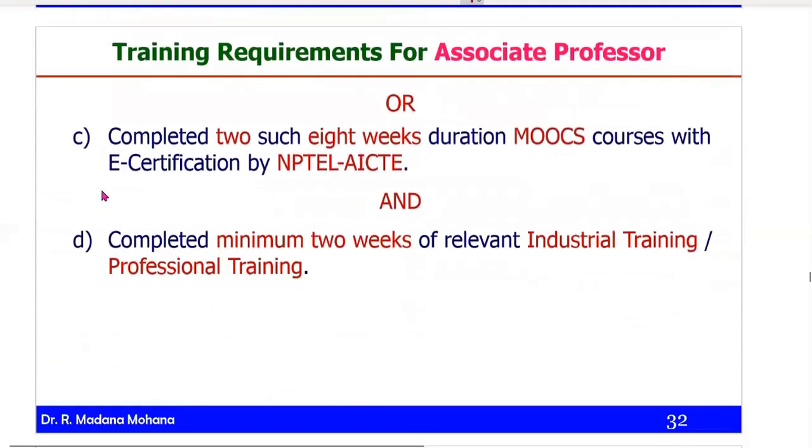Even condition C is the same: completed 2 such 8-week duration MOOCs courses through NPTEL AICTE. Out of A, B, C, any one condition needs to be satisfied. And completed minimum 2 weeks of relevant industrial training or professional training. This is also mandatory. Out of A, B, C, any one, then D is a mandatory condition.